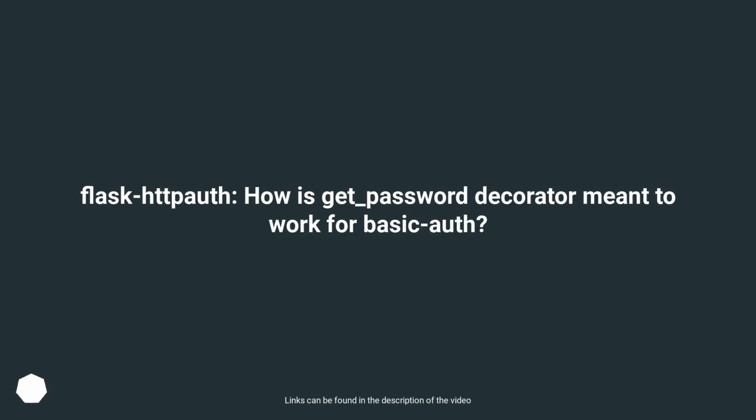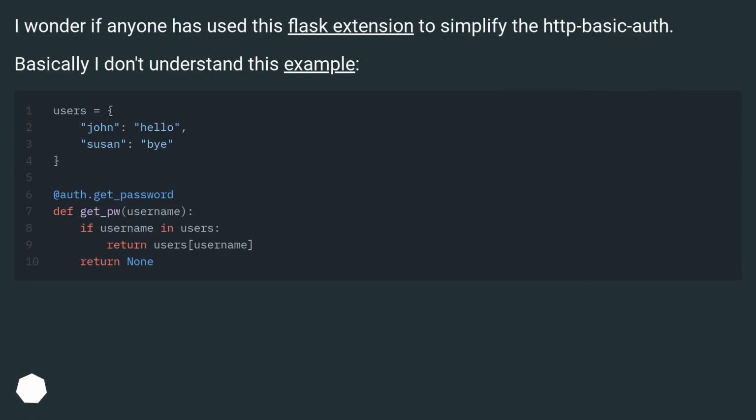Flask-HTTPAuth: how is the get_password decorator meant to work for basic-auth? I wonder if anyone has used this Flask extension to simplify HTTP basic-auth. Basically, I don't understand this example.